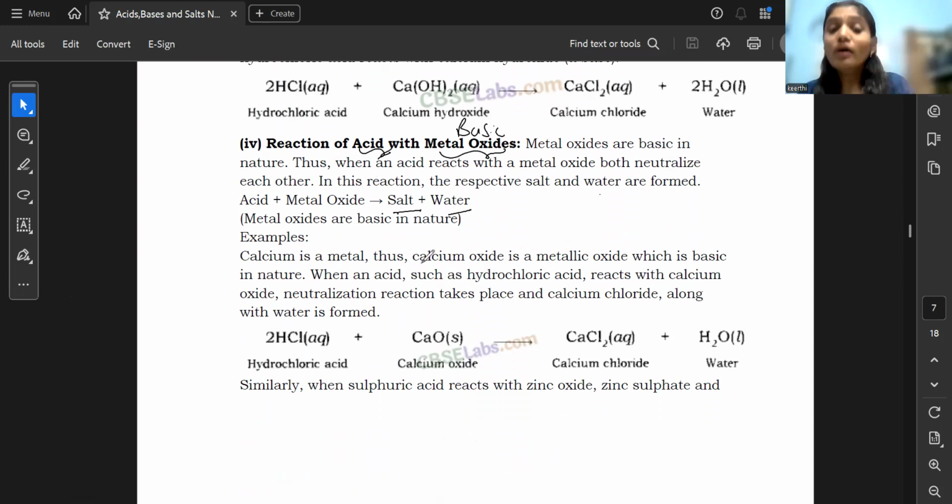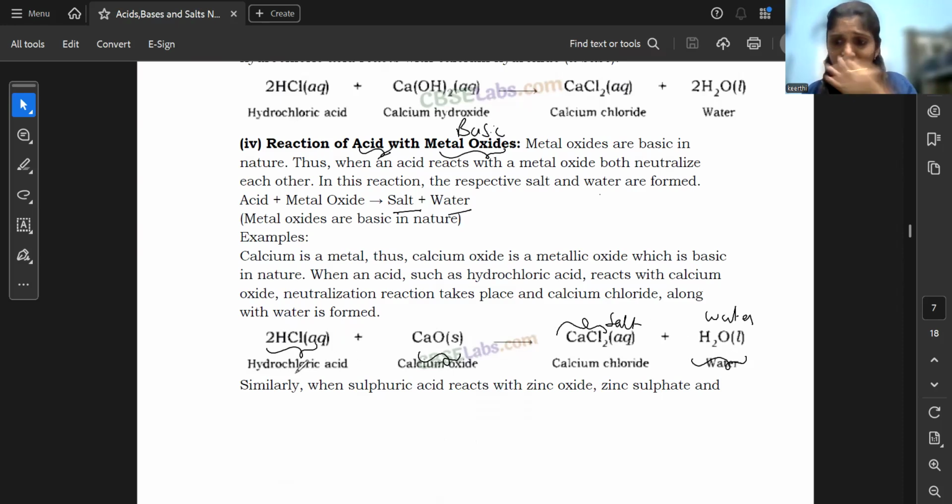Clear? What was happening when base reacts with non-metal oxide? There also you are getting salt plus water. Now you have an acid, and metal oxides are basic compounds. So definitely you will get water, and you will get a salt here.